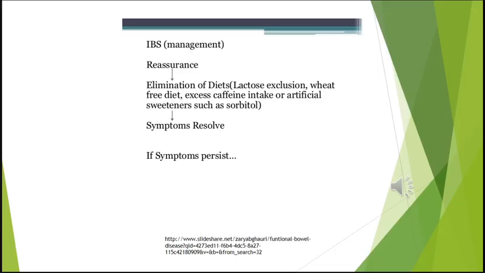One of the things that works really well is an elimination diet. The first thing they like to eliminate is lactose. They also suggest a wheat-free diet. Make sure that they're not getting excessive caffeine intake or artificial sweeteners such as sorbitol. All of these have been known to really irritate and affect the symptoms of IBS. If the symptoms resolve, that's fantastic. Then they can really manage it with their diet. But sometimes the symptoms will persist.